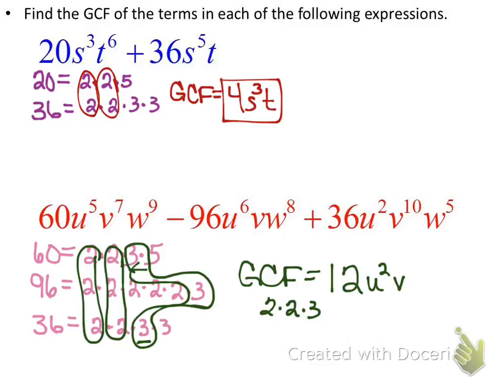You have v to the 1. The v is attached to the w, which kind of makes it look like a long w. And then a v to the 10th. So 7, 1, or 10, which one's smaller? 1. Okay? And then w to the 9th, w to the 8th, or w to the 5th? W to the 5th. All right. And that is going to be the greatest common factor. Box your answer.